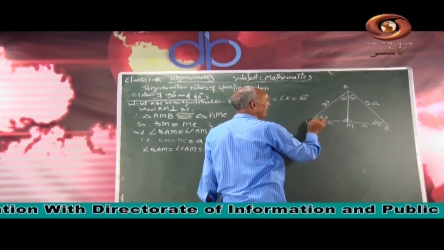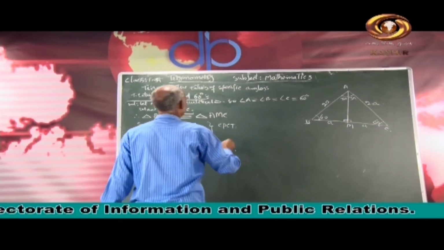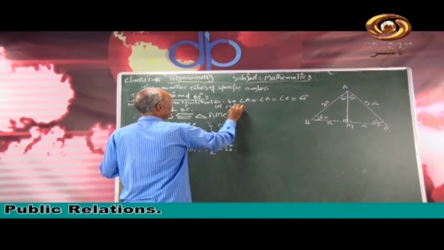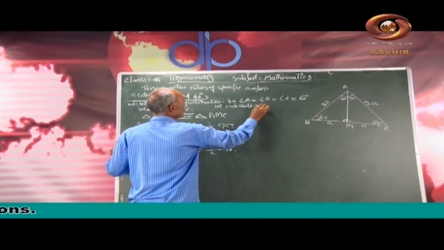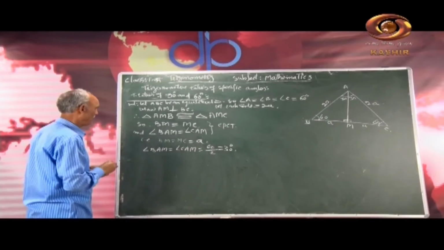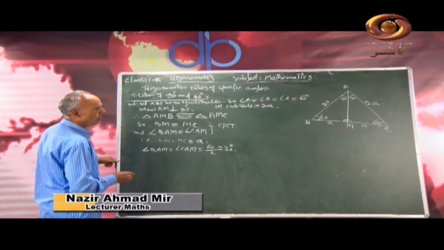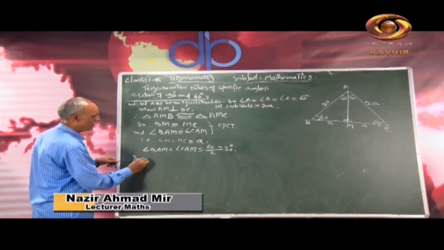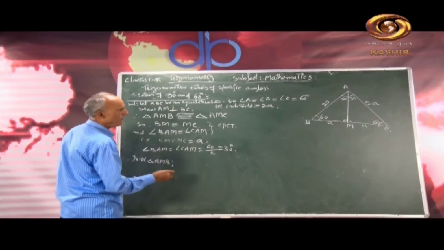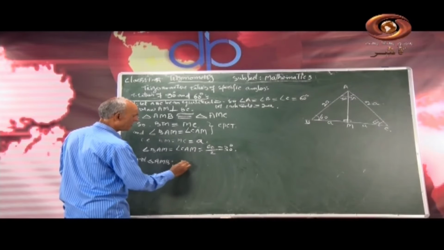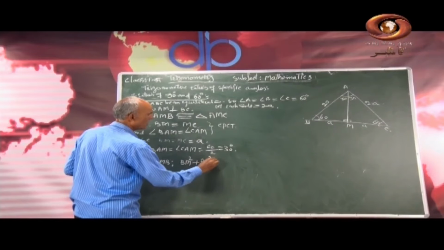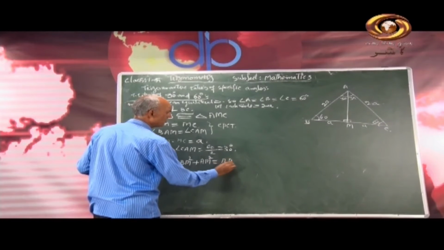This side is 2a and this side is a. We choose that this is a right triangle, let each side be 2a, each side is equal to 2a. By Pythagoras theorem, in right triangle AMB, BM square plus AM square is equal to AB square.